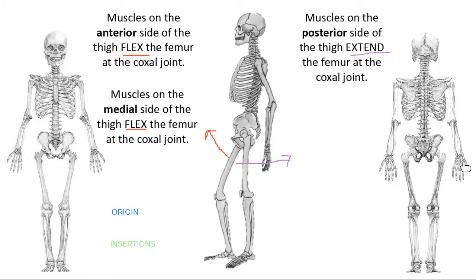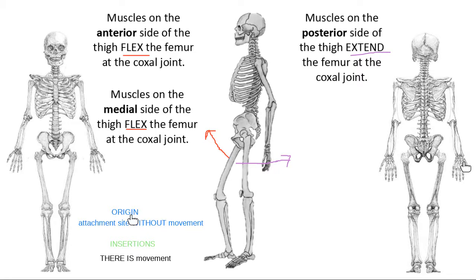So the origin of a muscle is the attachment site without movement. My insertion then is the place where there is movement. And when we talk about the kind of movement that the insertion does, the insertion is always going toward the origin. So the goal of a muscle contraction is always to take the insertion toward the origin.